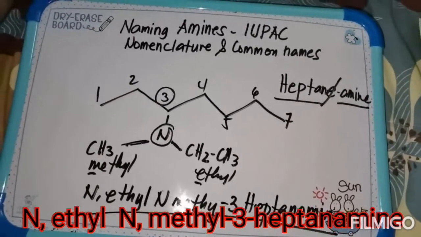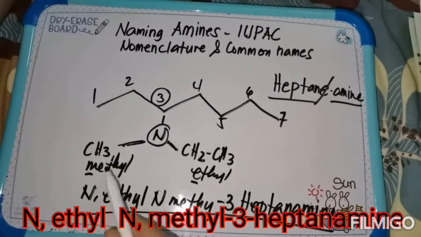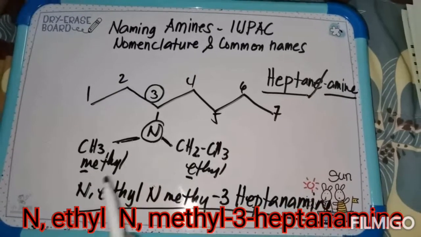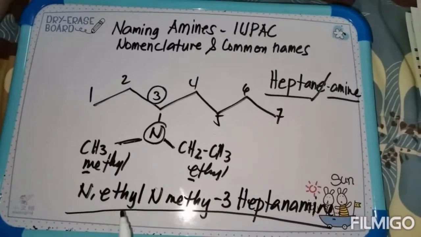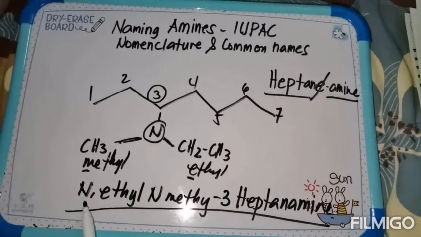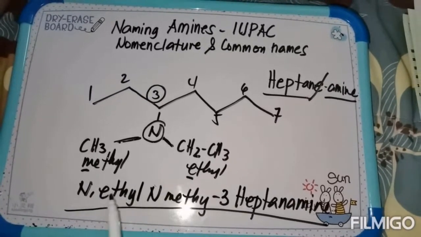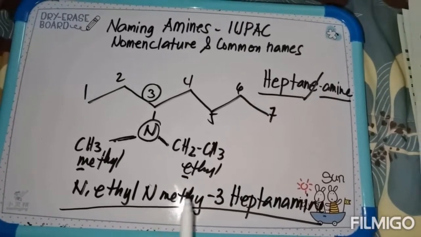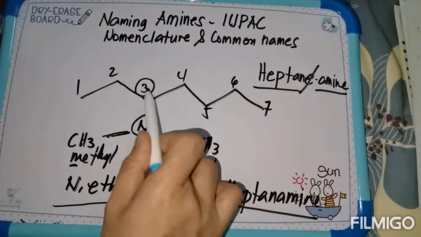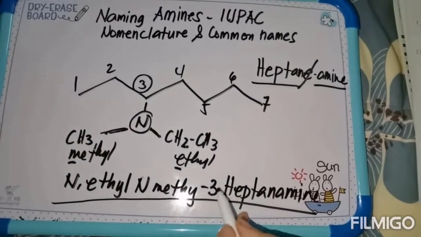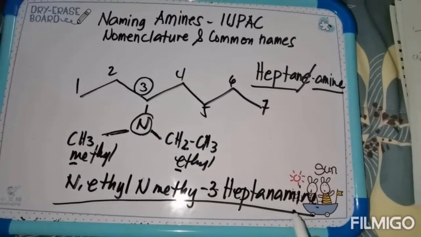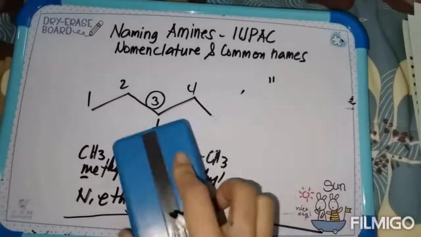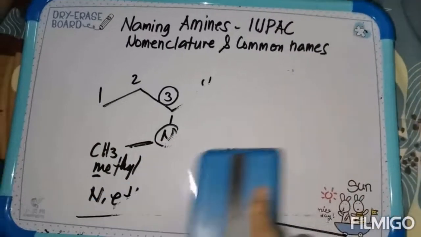Okay, I hope it's clear. N-ethyl, we have two groups, ethyl and methyl, attached to nitrogen, so I will name it as N-ethyl because E comes before M, and N-methyl, and after that I will position the nitrogen at number 3, so 3-heptanamine. Okay, I hope it's clear, guys. So let's move on to some more examples.